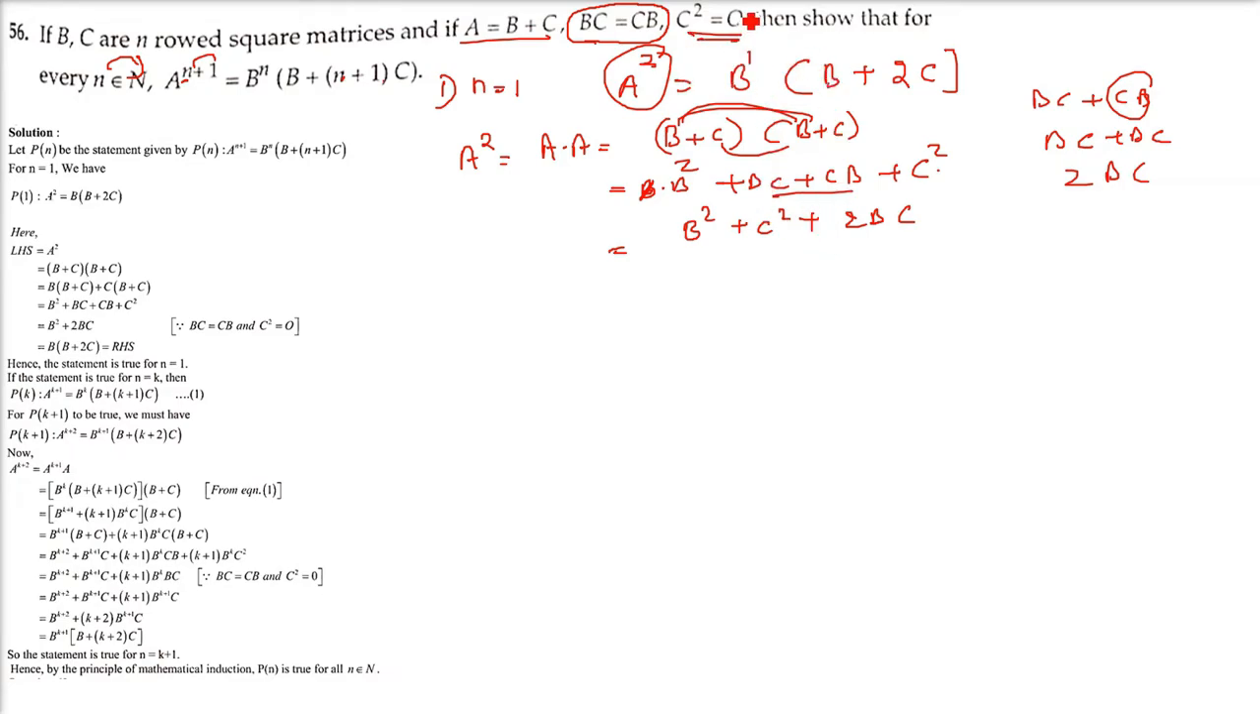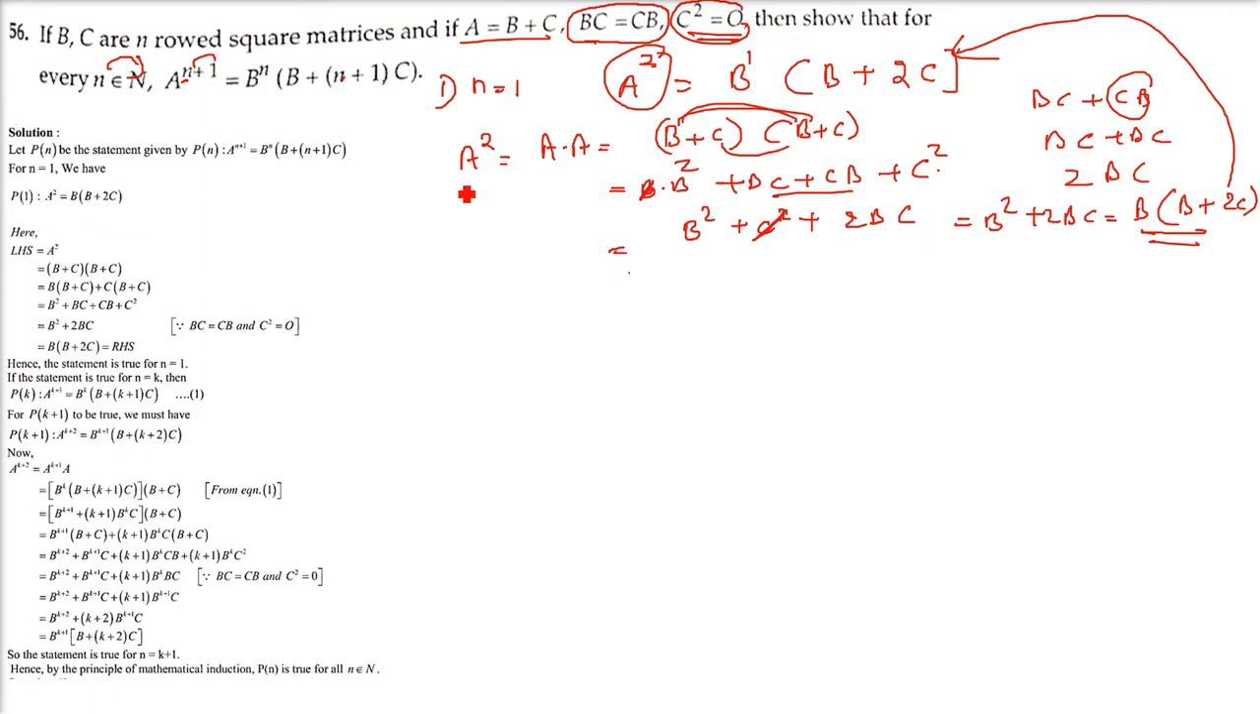So we can just take B common from here. In B square plus 2BC, I am taking B common. What do you get? B into (B plus 2C). And this is exactly similar to the right hand side of A square. See here. So for n equals 1, we have proved it. For n equals 1, it is true.